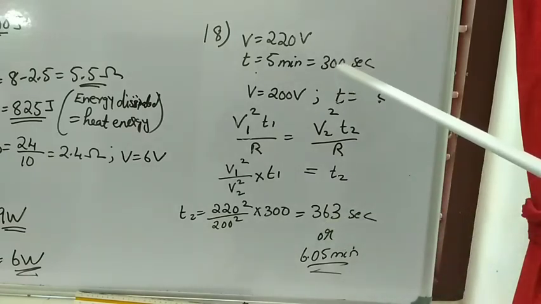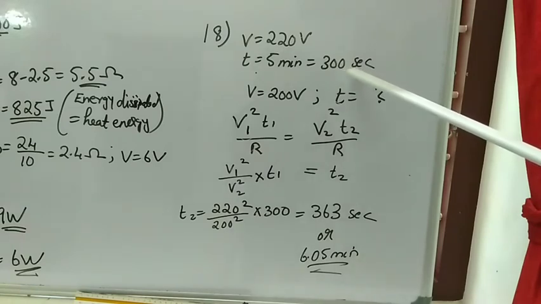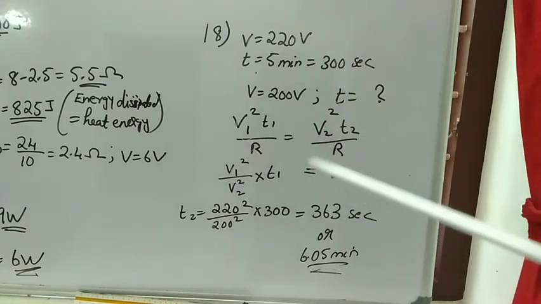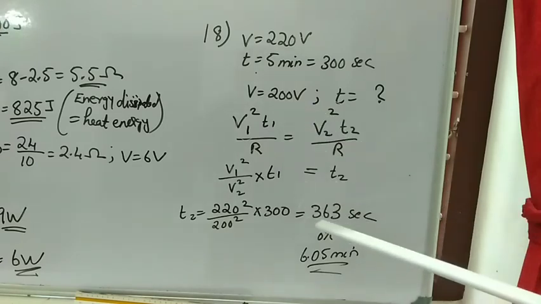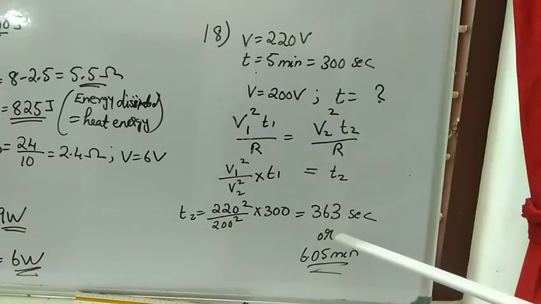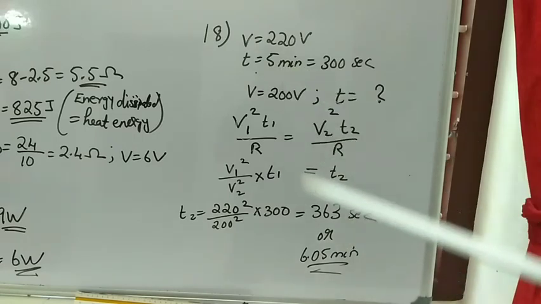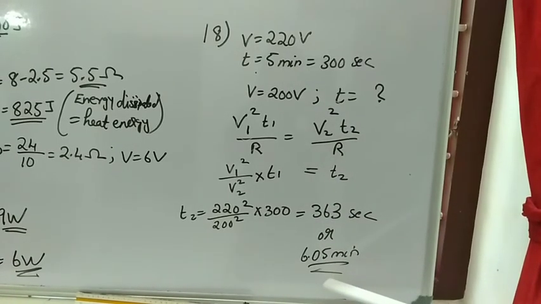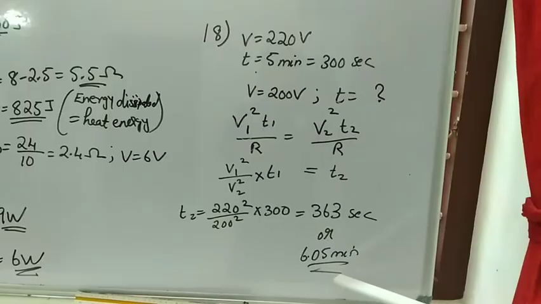So when the voltage is 220 volt, within 300 seconds the water boils. But when the voltage is reduced to 200 volt, it took 363 seconds, or converting to minutes, instead of 5 minutes, it took 6 minutes and 5 seconds.